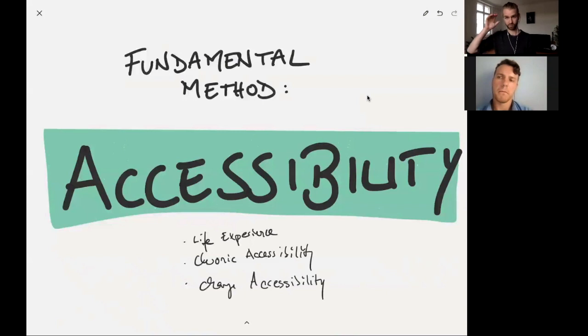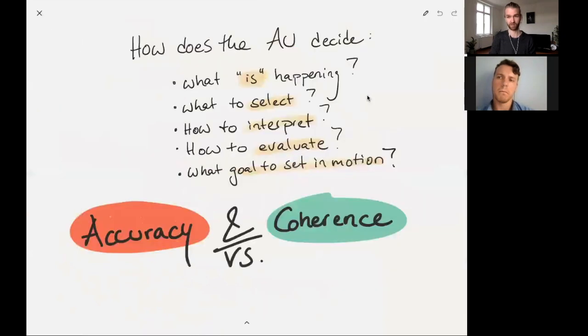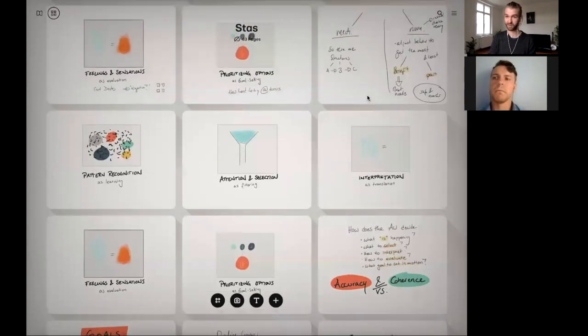Also, I think this would have been actually the place to now dive into learning again. Like, is learning changing our accessibility? And how does this relate to coherence? How does this relate to accuracy? I think these are actually quite fundamental, deep questions, especially if we then look at what is accuracy for pattern recognition? What is accuracy for attention selection? What is coherence for these things?